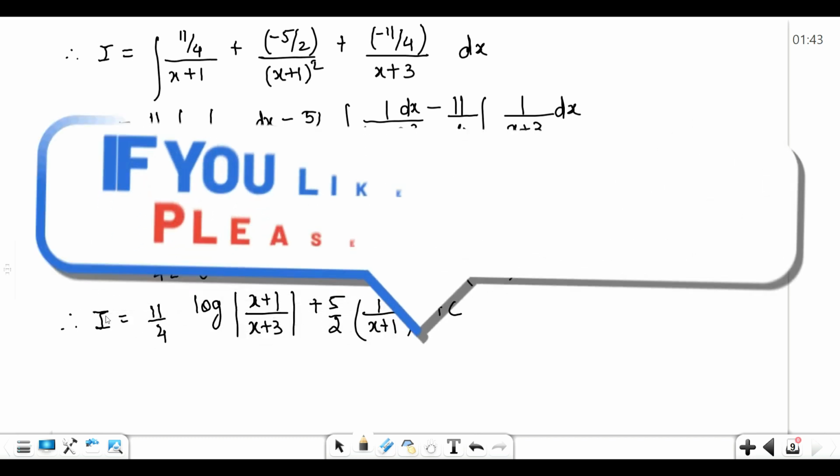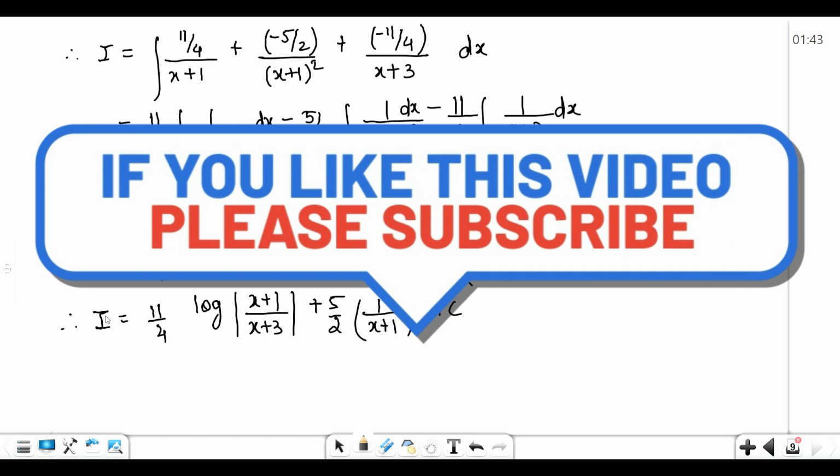Okay, so I have taken problems based on the 3 types of the partial fraction. I hope that you understood this.